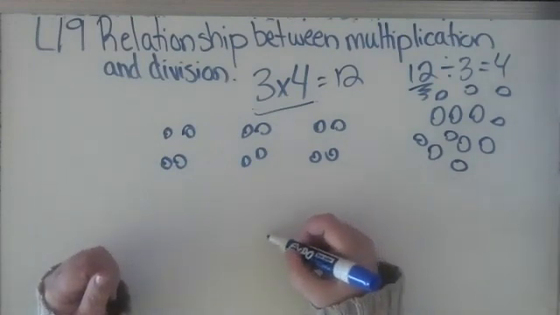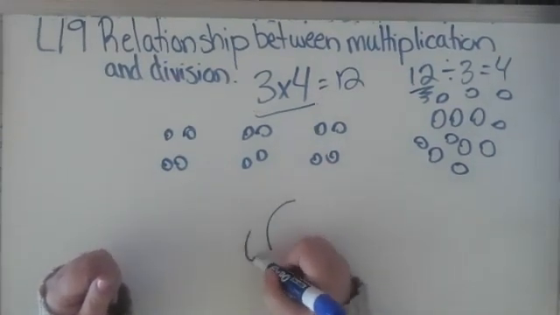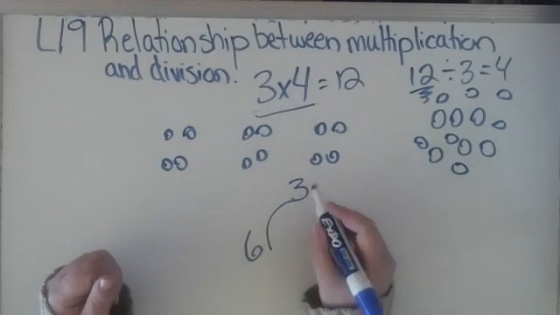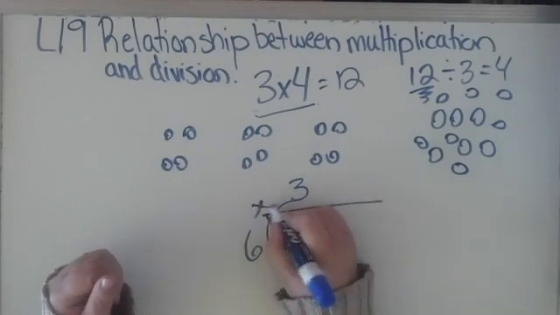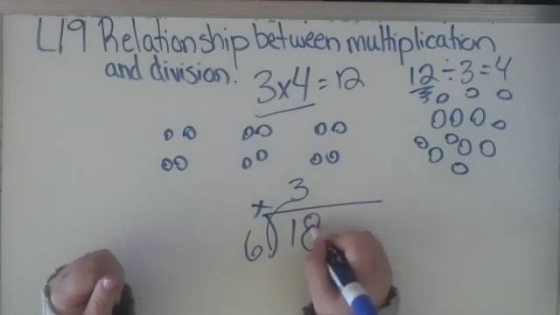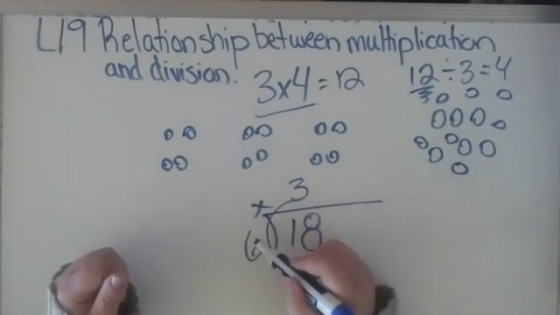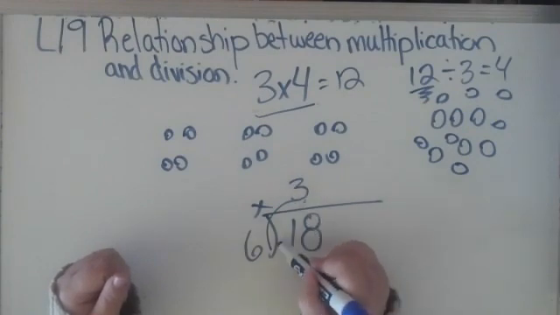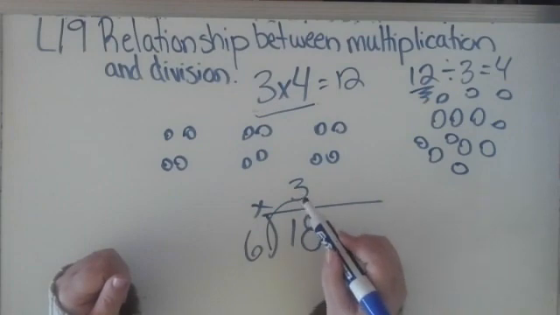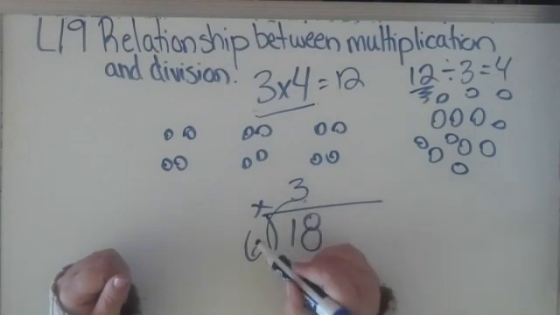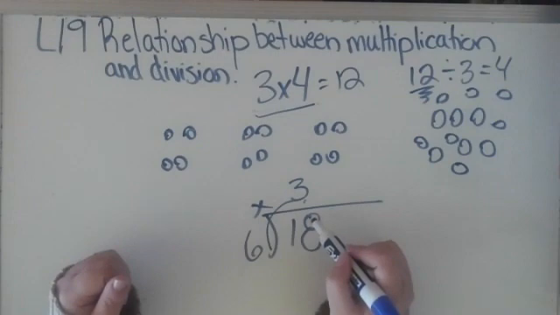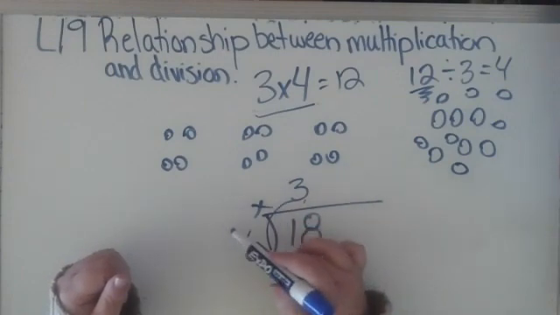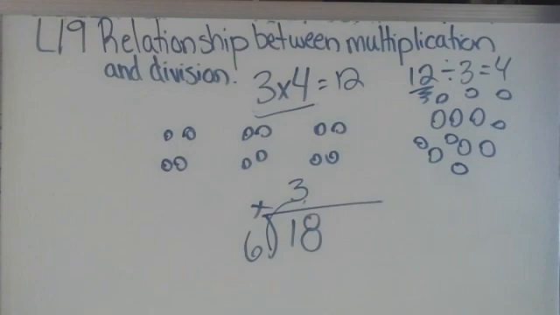If you times 2 numbers together, so let's say 6 and 3 times together to make 18, it goes in my lovely little circle. 6 times 3 equals 18. 18 divided by 6 equals 3. 18 divided by 3 equals 6. 3 times 6 equals 18. It's another fact family for multiplication and division. That is the relationship between multiplication and division for Saxon 5, lesson 19.